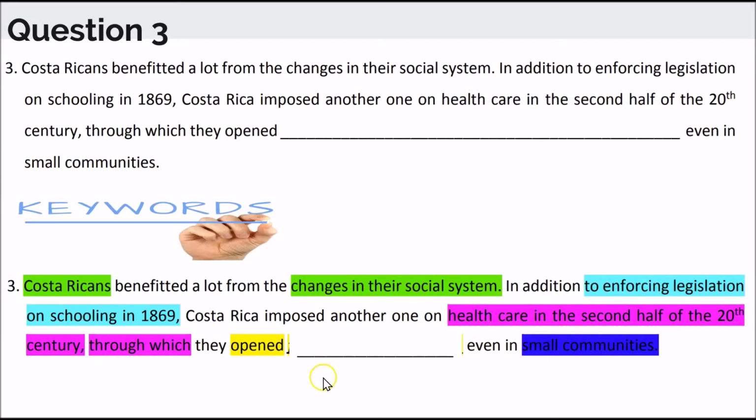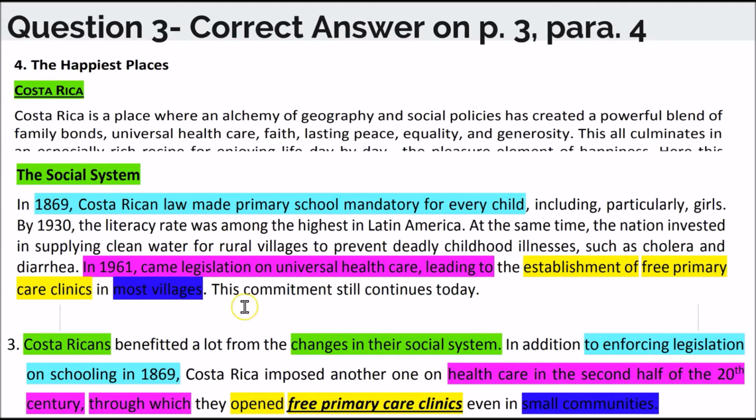So now that we know what these keywords are, of course, the keywords are something about the year, and important vocabulary such as "enforcing legislation." So this will be useful in identifying the right paragraph in the actual text. So here's the answer for you. You need to go to page 3, paragraph 4 for this. You see the title Costa Rica. So we found the paragraph that we will need to find our answer.